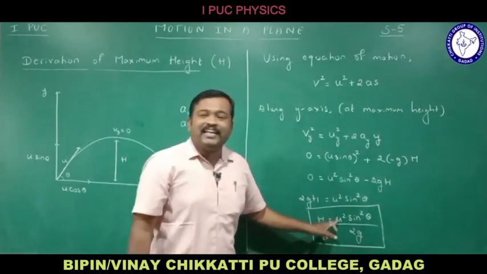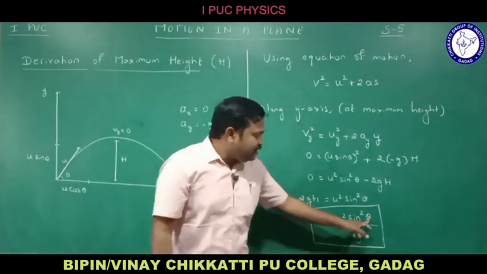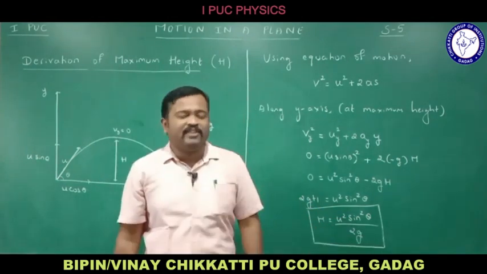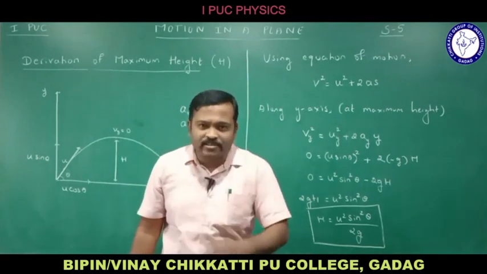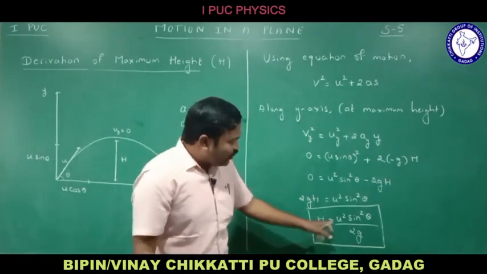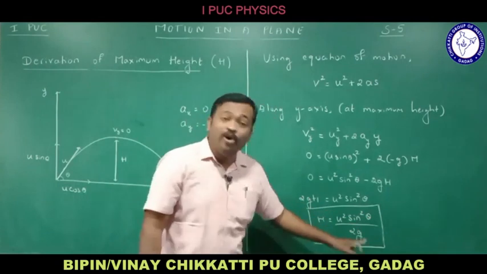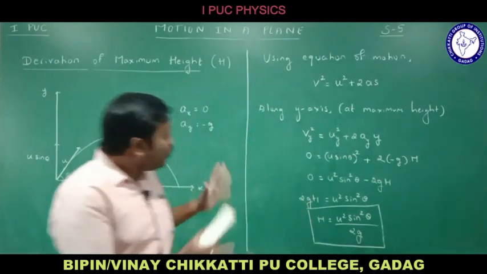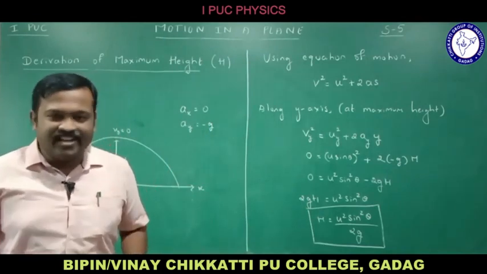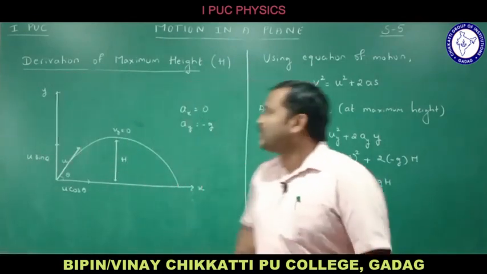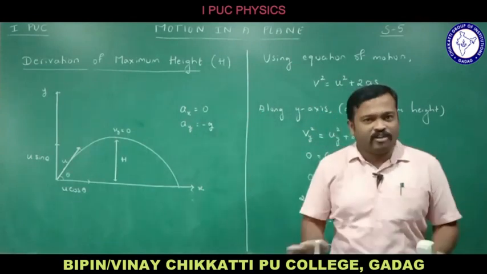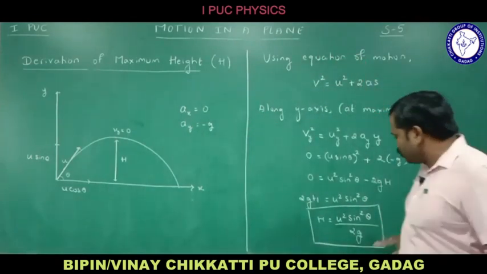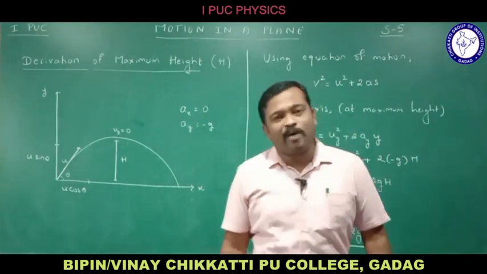What is u? That is the initial velocity. What is theta? That is the angle of projection. What is g? Acceleration due to gravity. We know acceleration due to gravity is 9.8 meter per second square, right? So h equal to u square sine square theta upon 2g. This is the formula for maximum height, and this is how we derive it. In the question paper, the question will be asked like this: derive the expression for maximum height for 3 marks. So we need to draw this neatly, write it, and get this expression, that is u square sine square theta upon 2g.